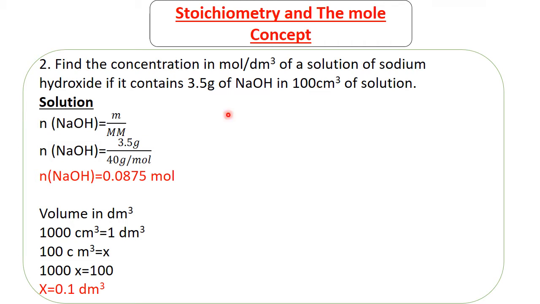You won't have time to do this calculation in an exam, so you have to learn to do it in your head. If I've been given 5 centimeter cubed, divide it by 1000, it's going to give you 0.005 decimeter cubed.